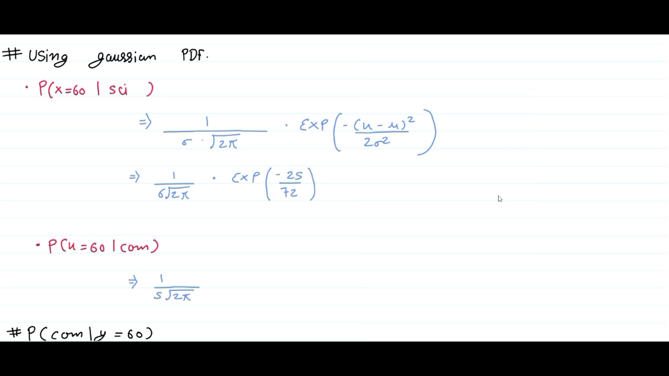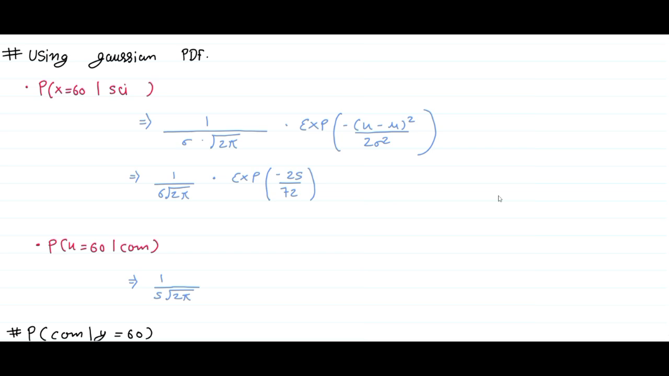So the probability of x equal to 60 under the condition that it is from the science stream is equal to 1 by 6 times root 2 pi into exponential of minus 25 by 72. And similarly, the probability of x equal to 60 under the condition that it is from the commerce stream is equal to 1 by 5 times root 2 pi.